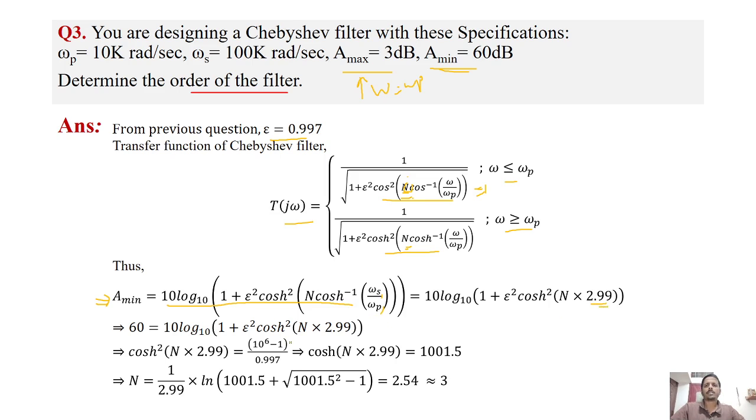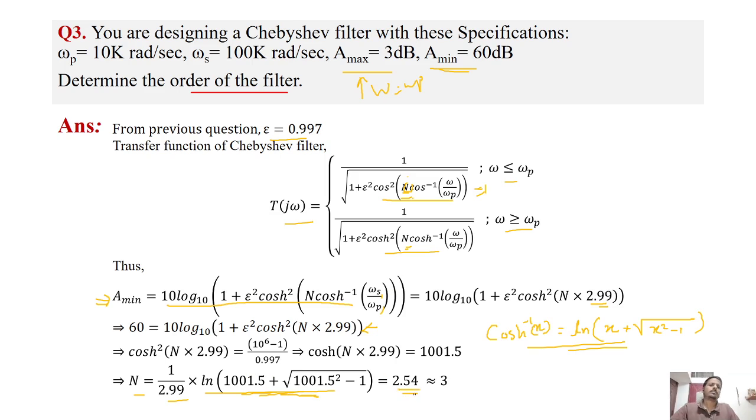Just a rearrangement as mentioned just before, we need to rearrange to find the value of n. So n equal to 1 by 2.99 into natural log of this. Why natural log? Since we know cosh inverse of x is given as natural log of x plus root of x square minus 1. So this is the general equation of cosh inverse. Instead of finding cosh inverse, I just substituted here. That's it. So by substituting that, we'll get the value of n equal to 2.54.